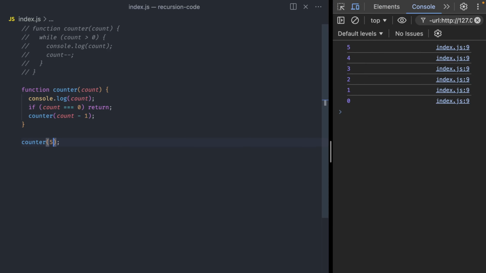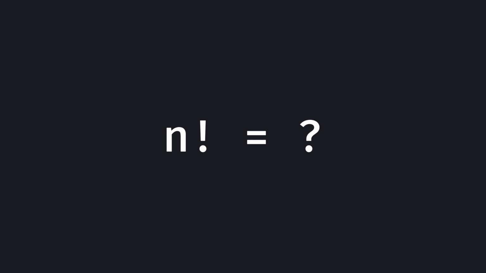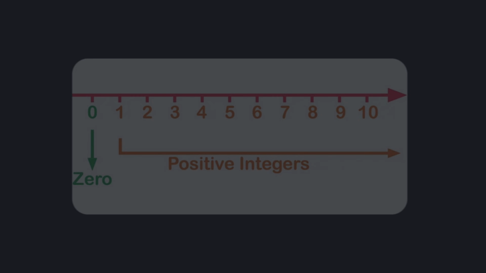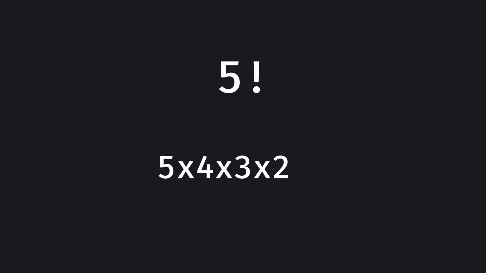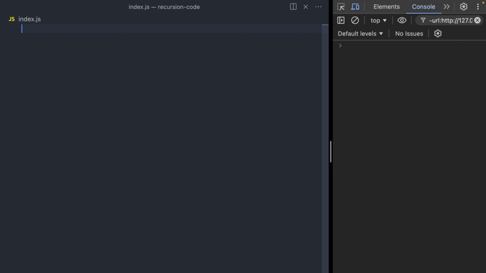Let's explore another example, finding the factorial of a number. A factorial is the product of all positive integers from 1 up to that number. For instance, the factorial of 5 would be 5 times 4 times 3 times 2 times 1. If we did this iteratively, we could simply use a for loop like so.